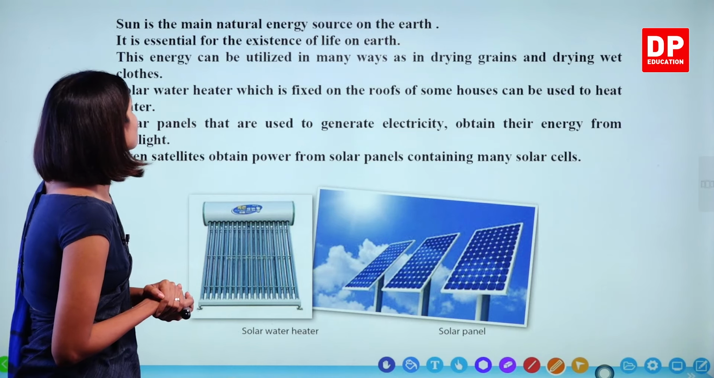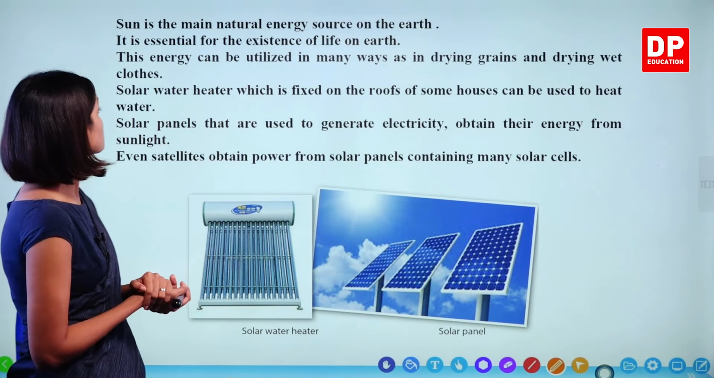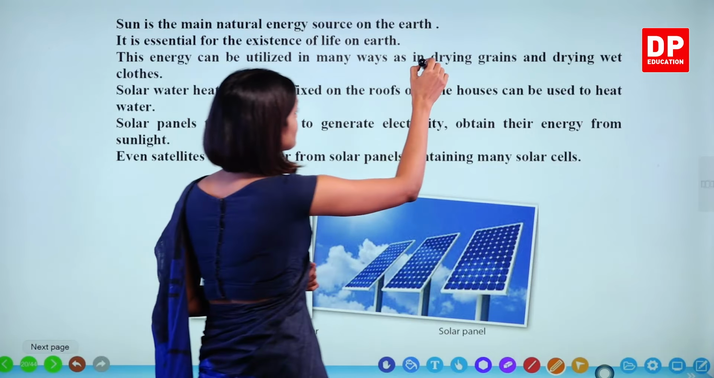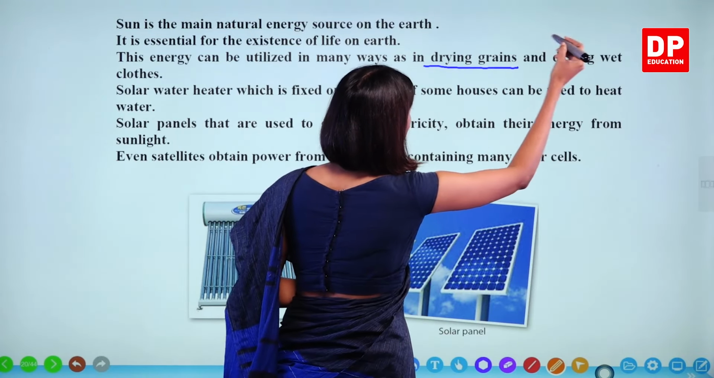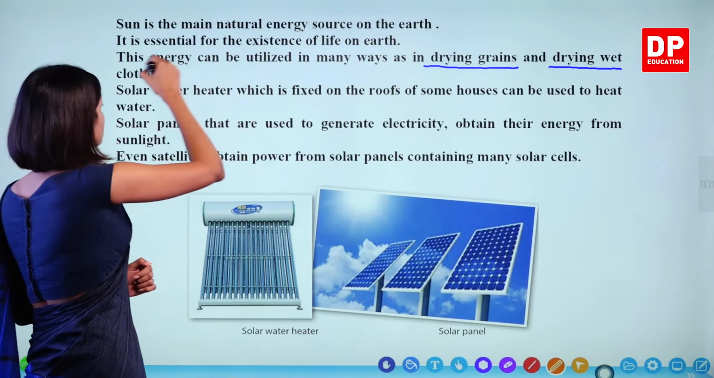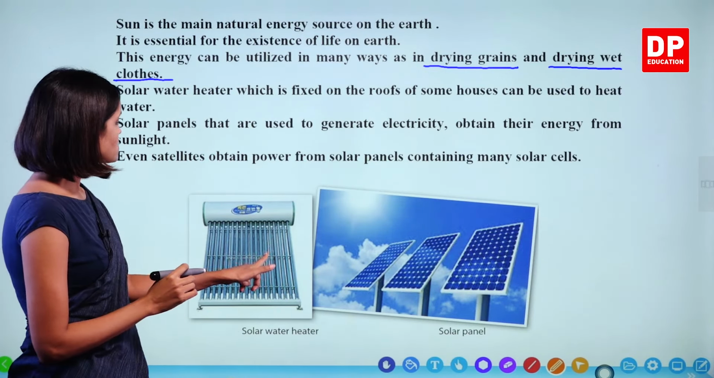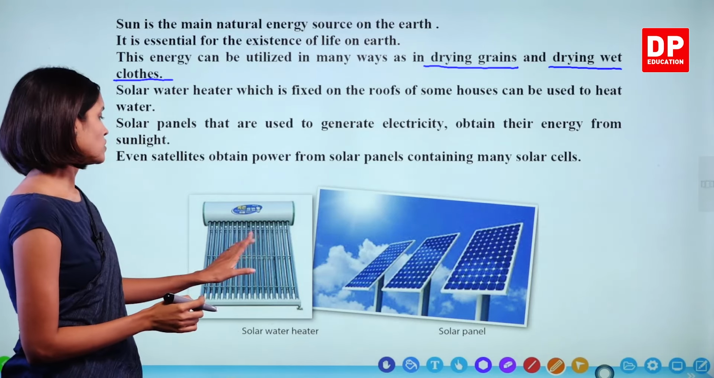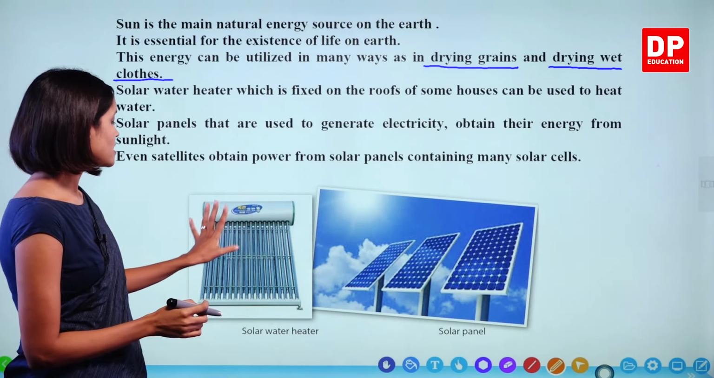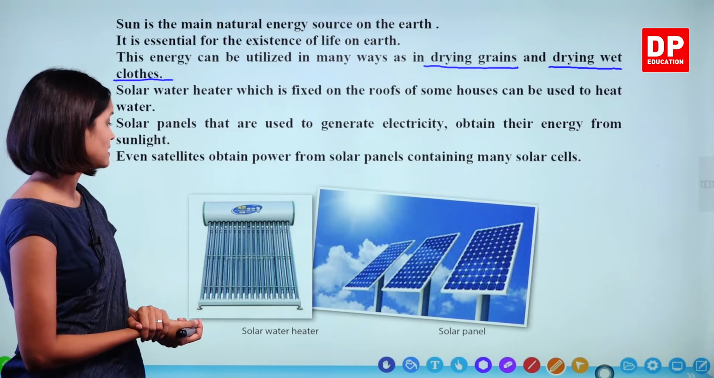This energy can be utilized in many ways, as in drying grains and drying wet clothes. We'll underline, we have already discussed these things. Solar energy can be used to dry grains, and to dry wet clothes as well. Right? Now look at this picture. What is this picture? You must have seen these types of instruments. Now these are known as solar water heaters, right?